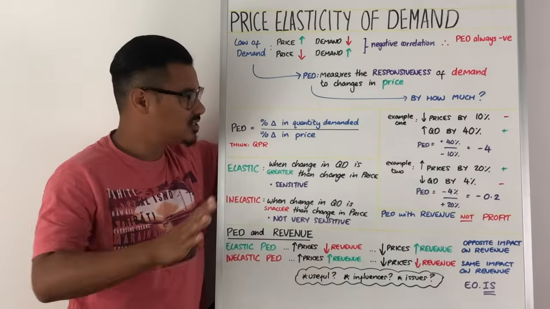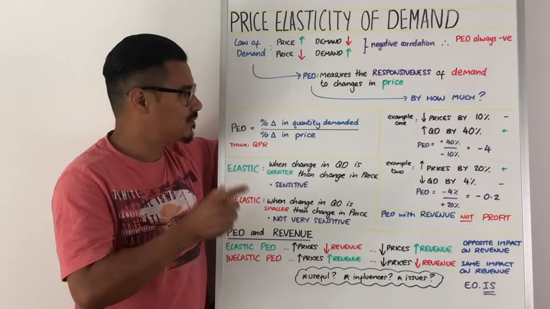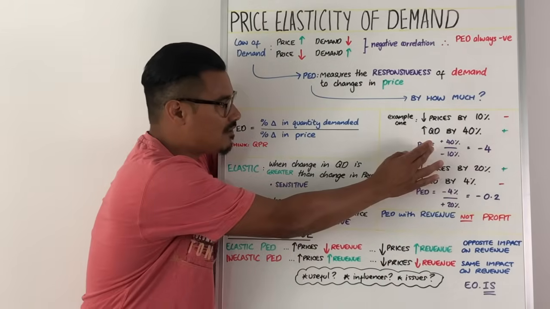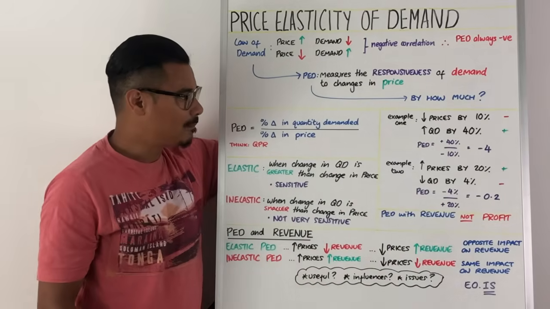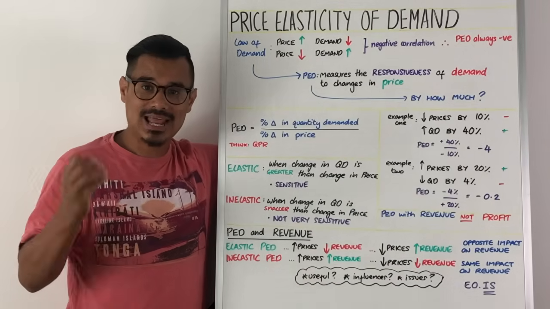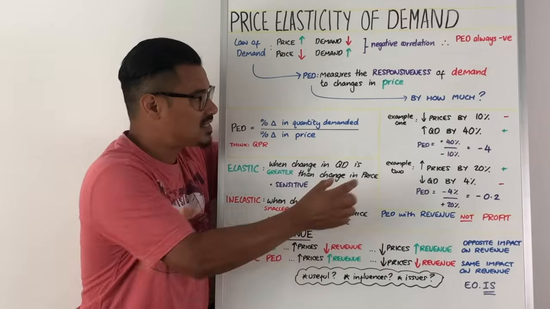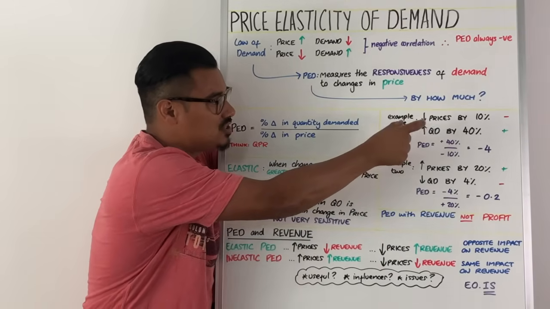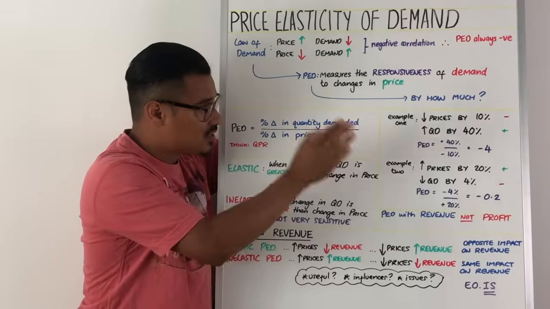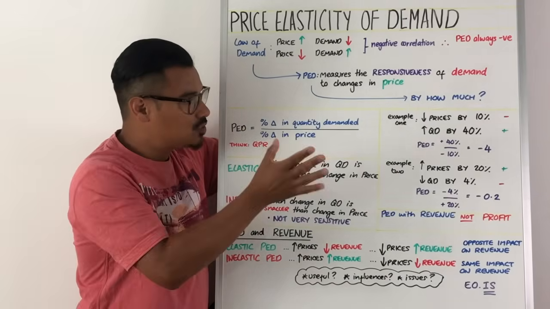Just minus 4, no units. Minus 4 is the coefficient. That is the elasticity coefficient. That is what PED is. So if you have a PED of something like minus 4, then that suggests that the number is elastic. And the reason why it's elastic is quite simply because the percentage change in quantity demanded is bigger than the percentage change in the price change, because 40 is bigger than 10.